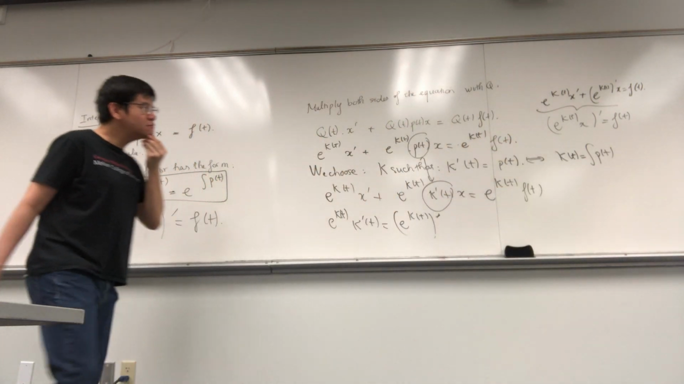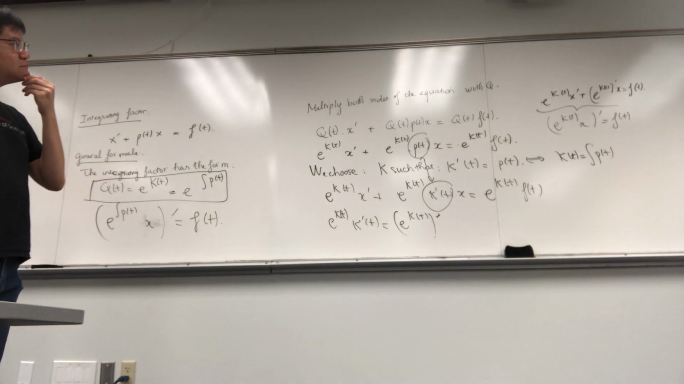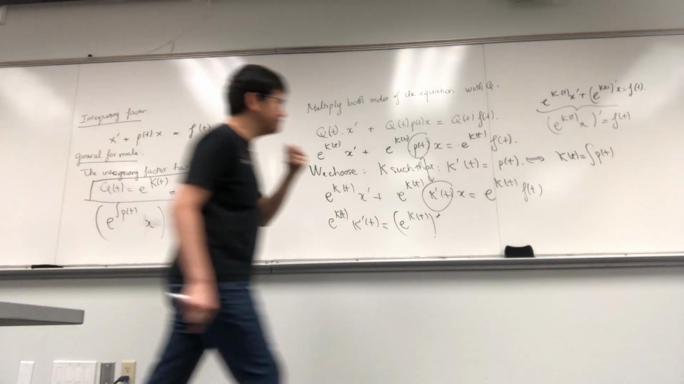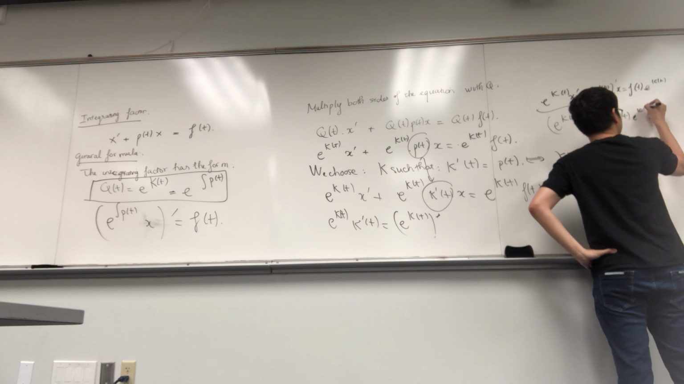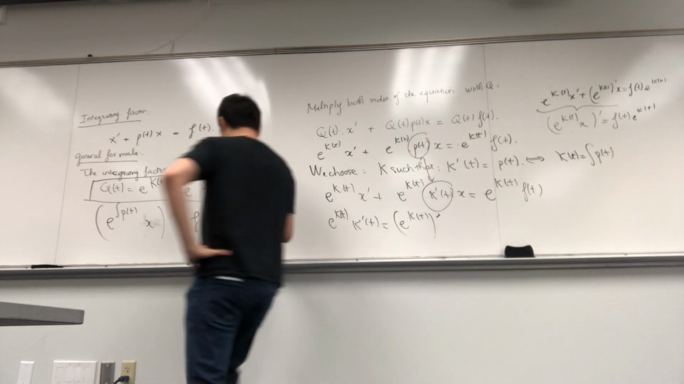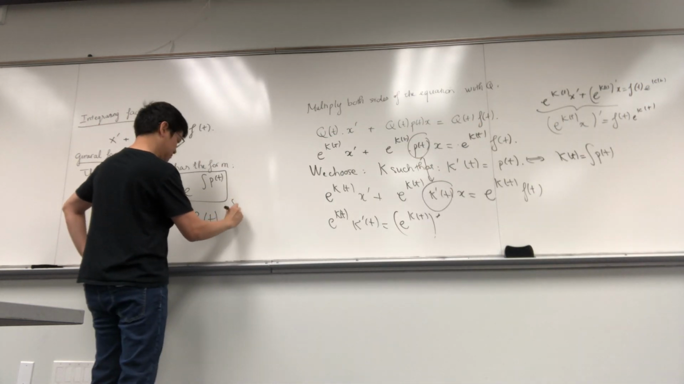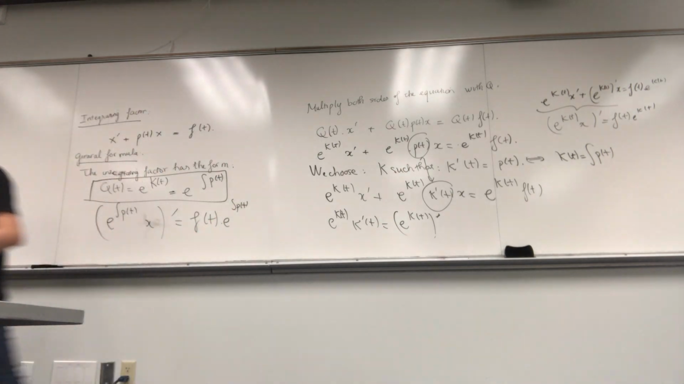Should it be e^k(t) x prime plus (e^k(t)) prime x equals f times e to the kt? Yes. Thank you. Yes. Other questions?